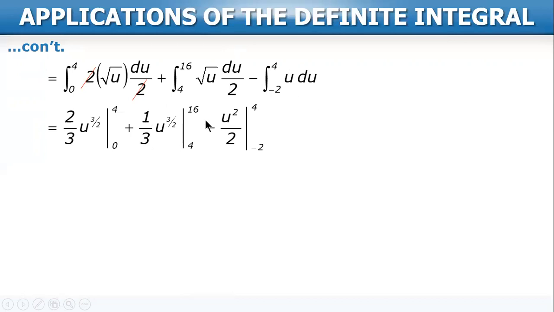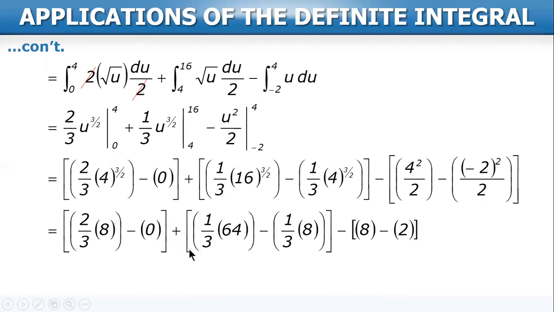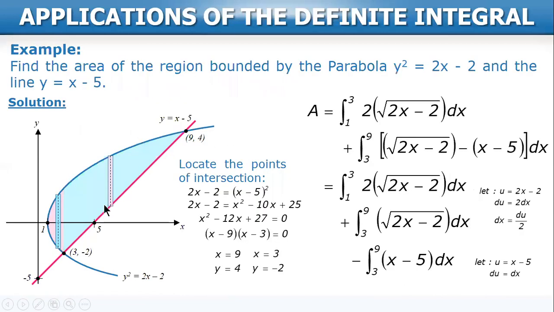And then u squared over 2. And then you evaluate. First term, second term, third term. And then compute. The area is 18. Okay? Now, it's a very long solution if you use vertical rectangles because you have to cut the region into two parts.